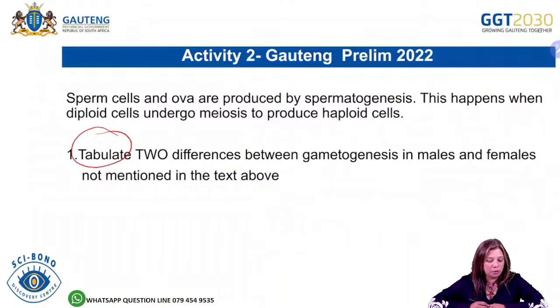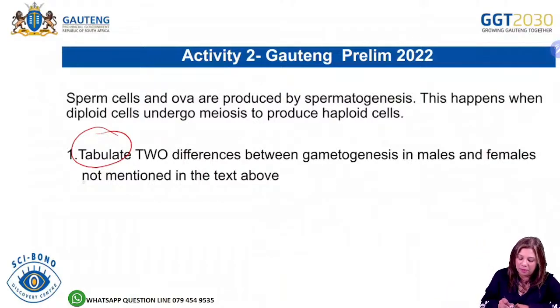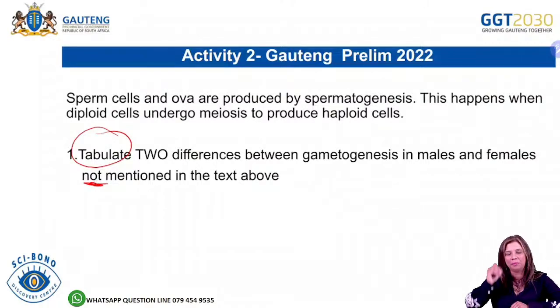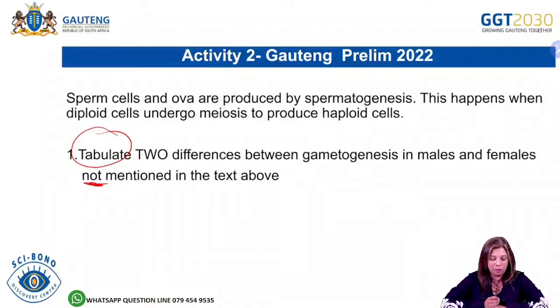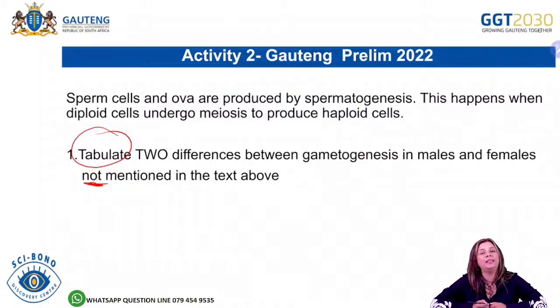So we need to tabulate 2 differences between gametogenesis in males and females that are not mentioned in the text above. So what is mentioned in the text above? Sperm cells and ova are produced by gametogenesis. This happens when diploid cells undergo meiosis to produce haploid cells. So there is a whole lot of information we can write here. It's just a matter of us remembering what happens during spermatogenesis and what happens in oogenesis for us to be able to compare them. So let us look at the table.